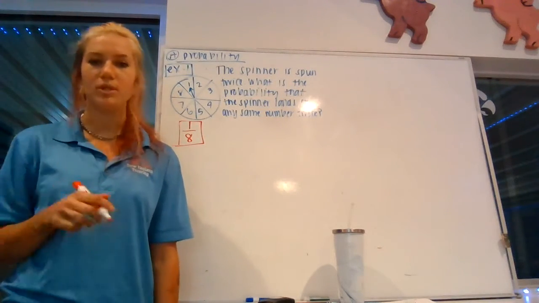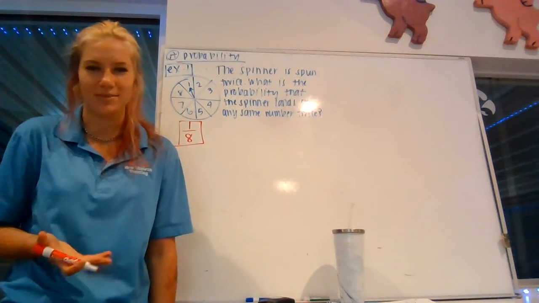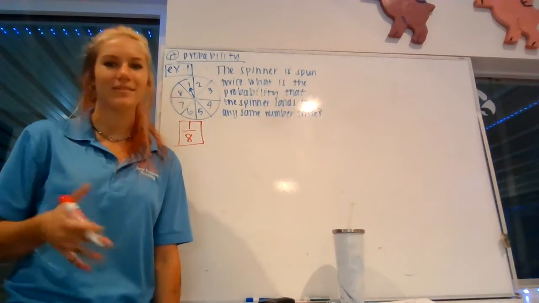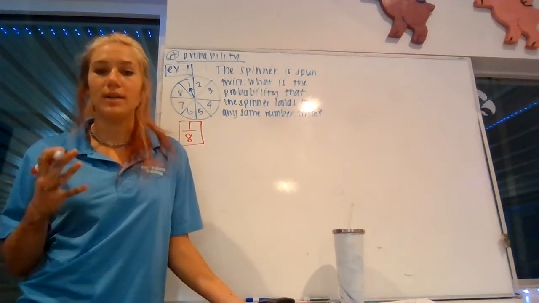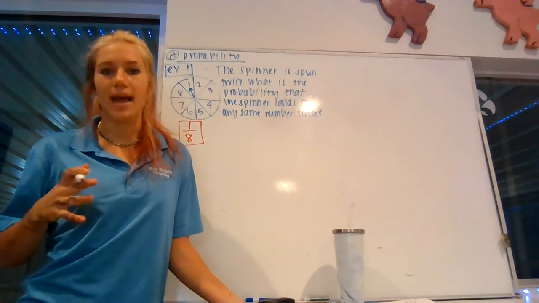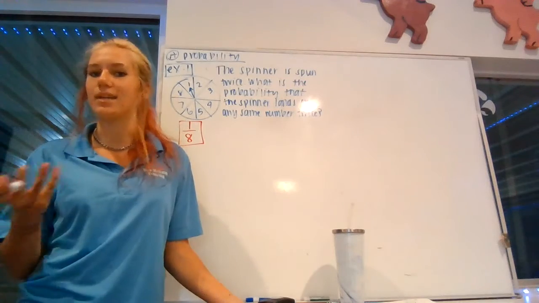So the first time that you spin the spinner, it doesn't matter what it lands on, right? It's going to land on something, that's 100% likely, obviously. But what we're really looking for is that second event, that it's going to happen and then it's going to land on the same number. That is going to be 1 over 8.